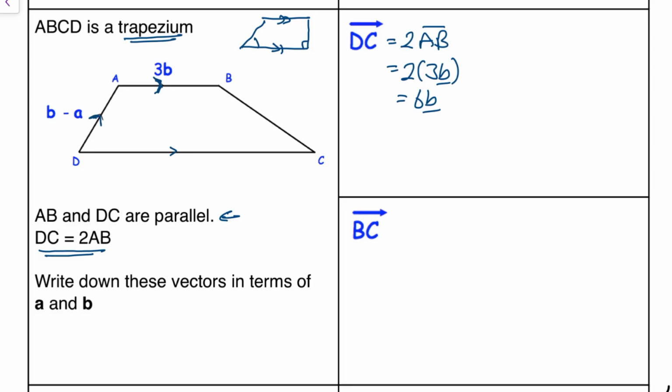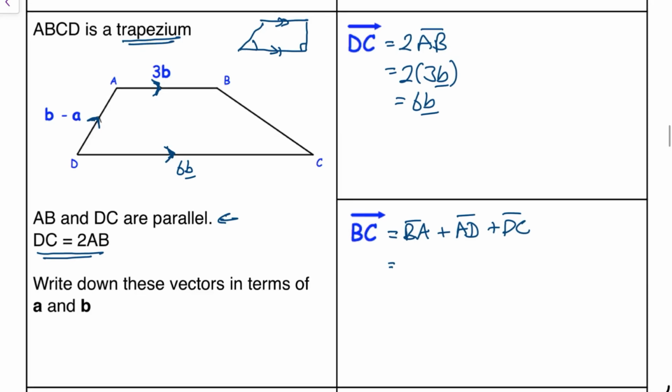You need to make sure if you're going against the arrows, it's the negative of what you see. All right, 6b here. So therefore, BC is going to be B to A plus A to D plus D to C. Now, if your teacher does minus DA, that's fine. It's the same thing. I just like to write the letters in the order I'm going in. It just makes it easy for me to remember what I'm doing. So B to A is minus 3b because I'm going against the arrow. Then I am going minus b minus minus a, which is plus a, and I'm adding on 6b.